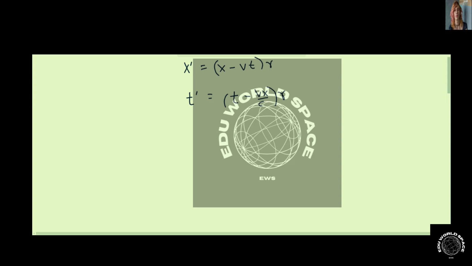Let's have a case where, in the unprimed frame, we'll have two events occur at the same location. These may be on Earth. We'll call Earth the same location, so x2 equals x1 for the two events.